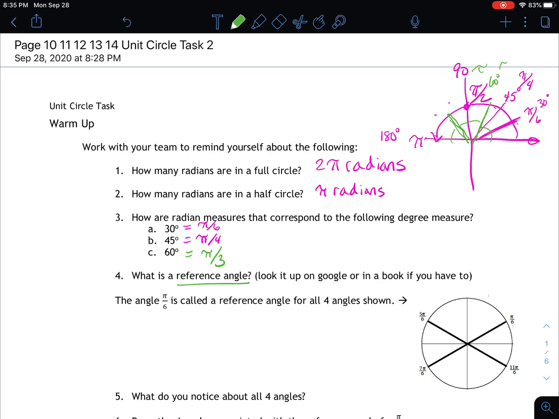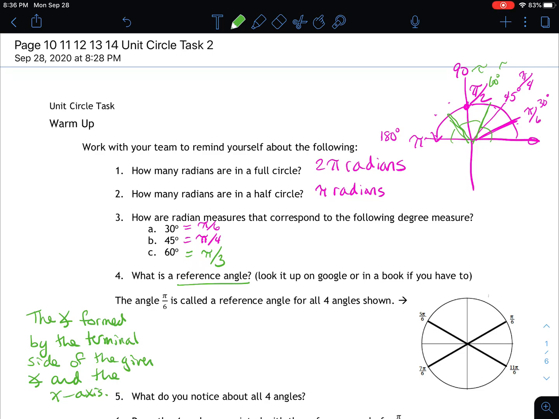So a reference angle is the angle formed by the terminal side of the given angle and the x-axis. You might want to also note that it's always a positive acute angle.